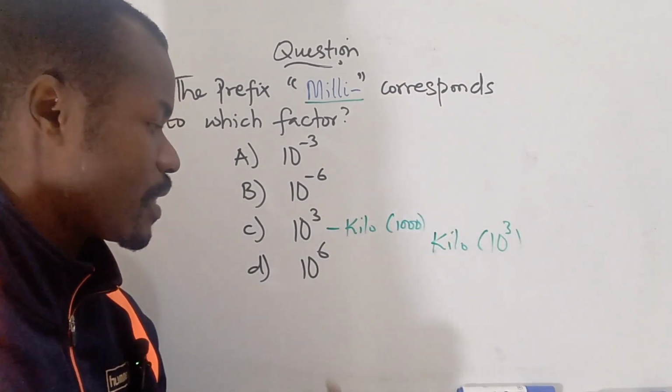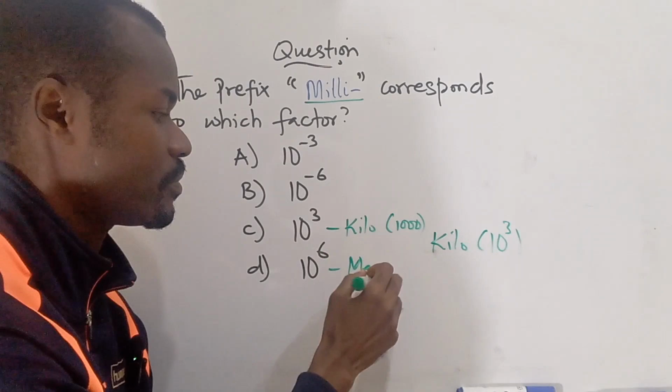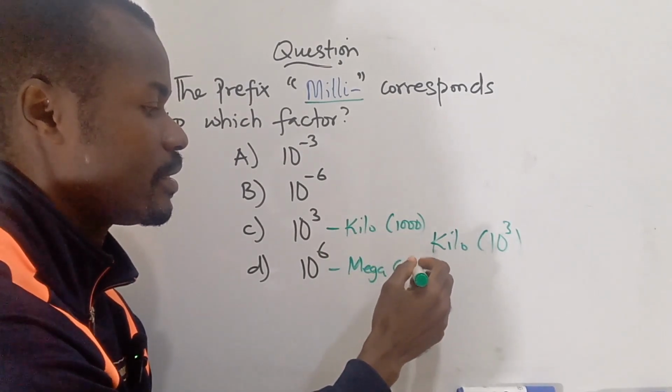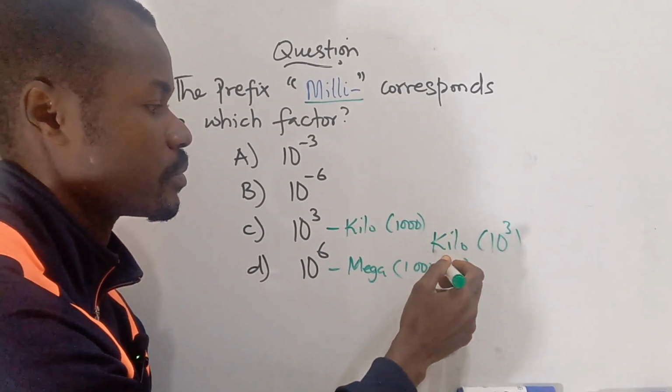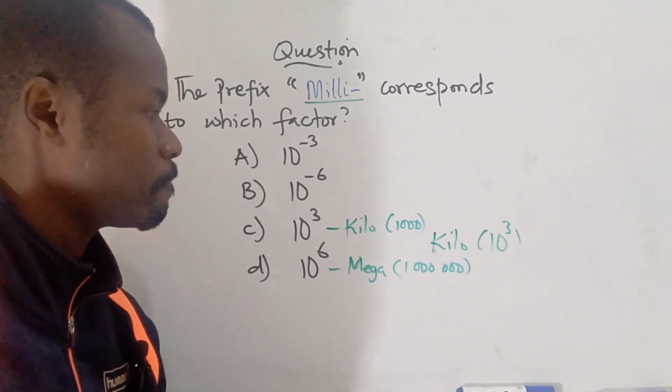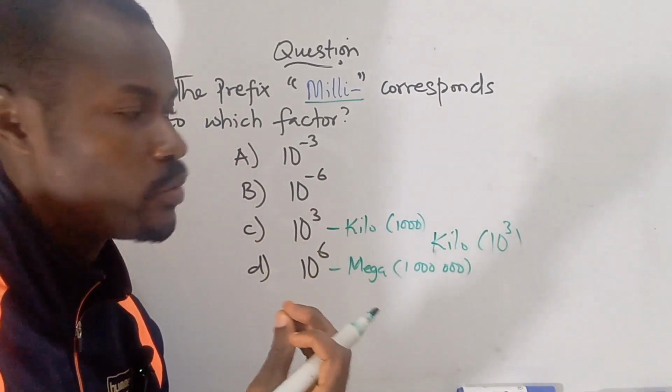Now we have 10 raised to the power 6. This one is mega, and it means we have this as 1 million. Now these ones are very minute values.